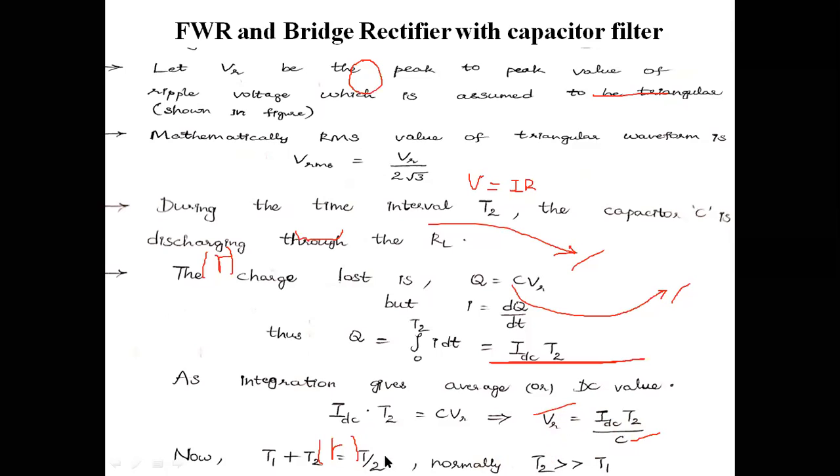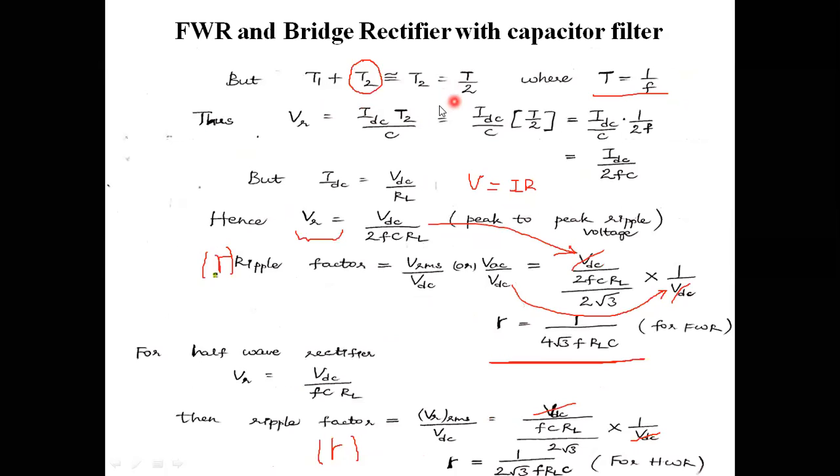T1 plus T2 is equal to T by 2. T2 is very much greater than T1, therefore I am approximating the terms. Therefore, T2 is equal to T by 2. T, with respect to the frequency, is T is equal to 1 by F. After substituting those values here, VR is equal to IDC T2 by C, substituting T2 value as T by 2, and T is equal to 1 by F. The final term I obtain is IDC by 2F. Thereafter, we know that IDC is equal to VDC by RL. Substituting the term here, VR is equal to VDC by 2FC RL.